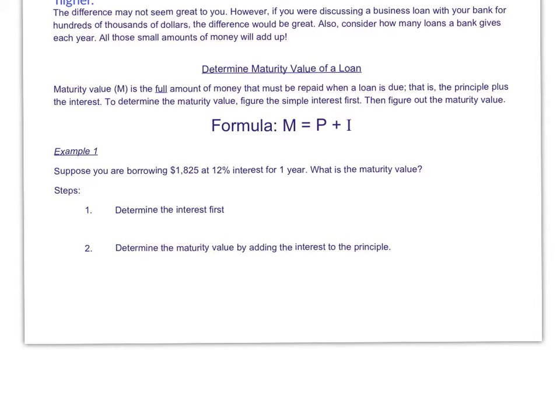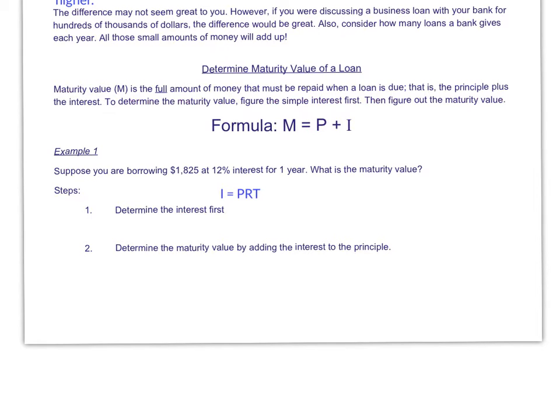So this is how you can calculate how much you'll owe in the long run once your loan has all been paid back. So example 1, suppose that you borrow $1,825 at 12% interest for 1 year. What is the maturity value? So the steps. First, let's determine the interest, the simple interest, just like we did above. So that same formula. So that I equals PRT, and then we'll fill that in.